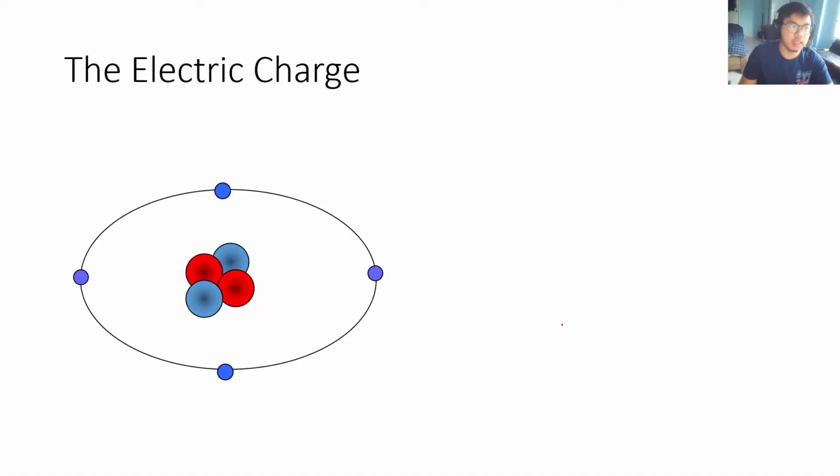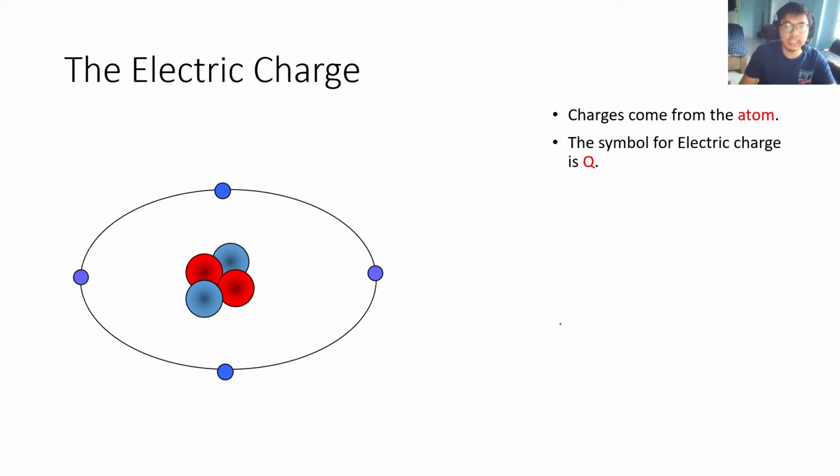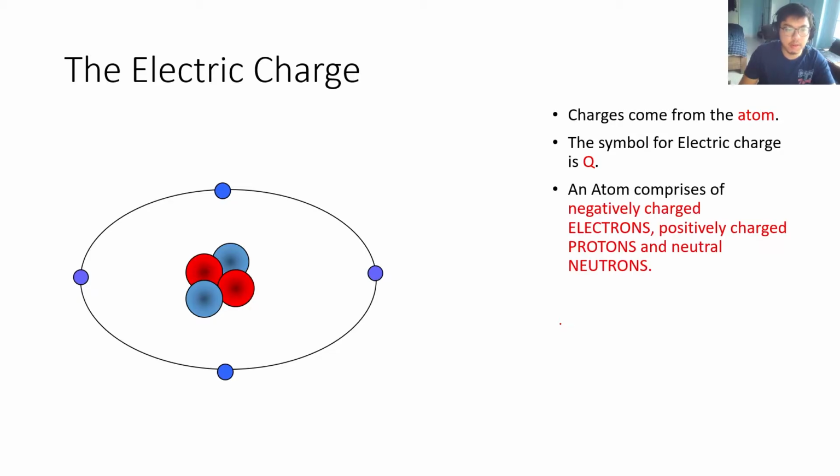We'll first talk about the electric charge and where it comes from. Charges come from the atom. We have a symbol for the electric charge, which is capital Q. And as you know, an atom comprises of negatively charged electrons, positively charged protons, and neutrons, which do not have any charges at all. The unit for electric charge is coulomb and it has the symbol of capital C. So do not confuse that with charge. The symbol for charge is Q. The symbol for the unit for charge, which is coulomb, is C.